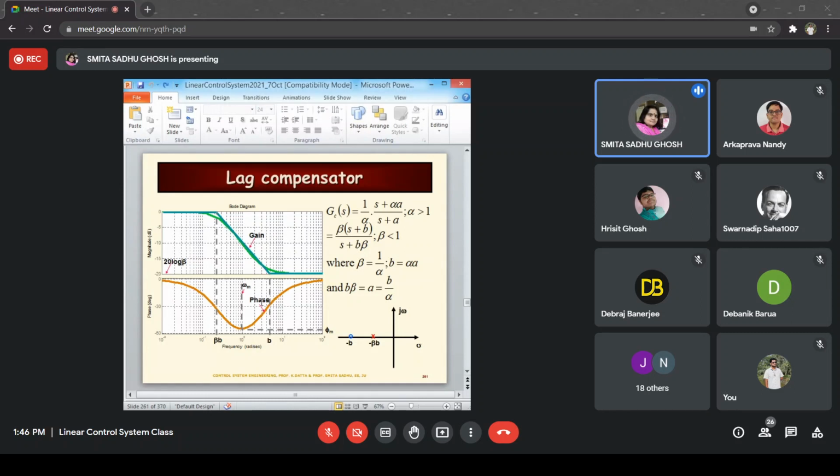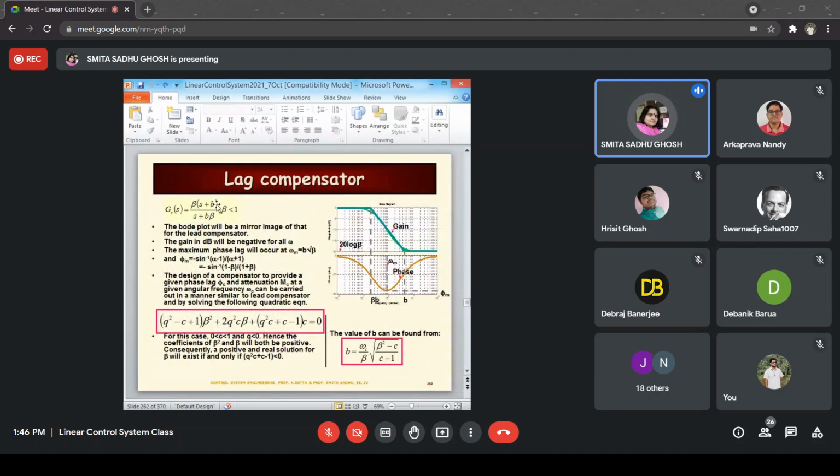Okay, so essentially there will be a lag for all non-zero frequencies which are not equal to infinity, not very large. Essentially it's going to be lag. So the nature of the plot is going to be like this for the phase.